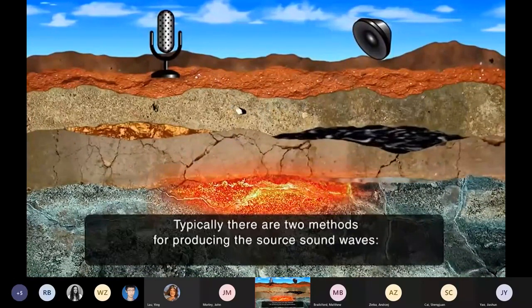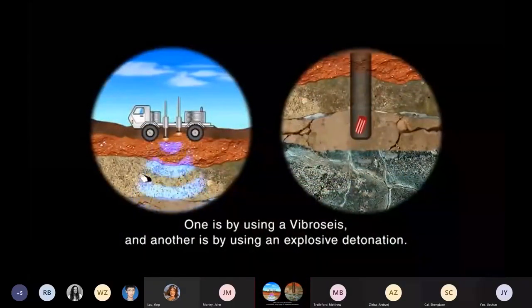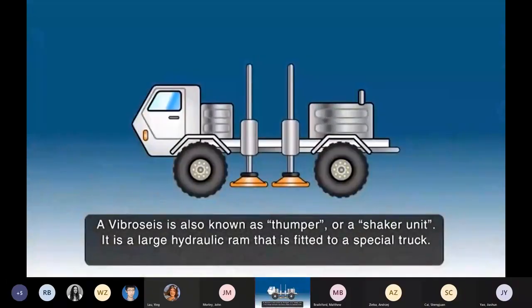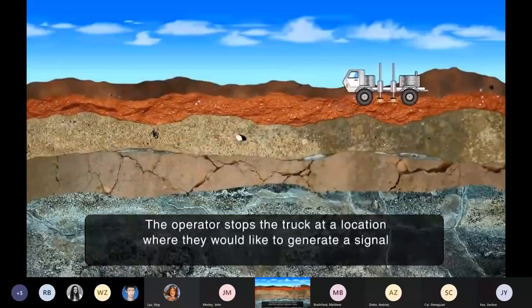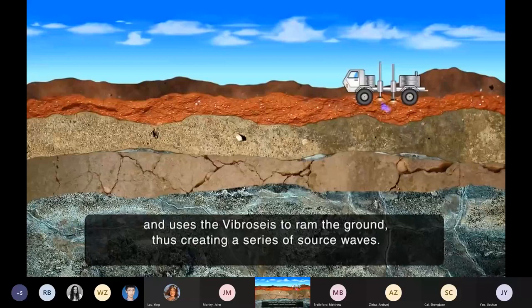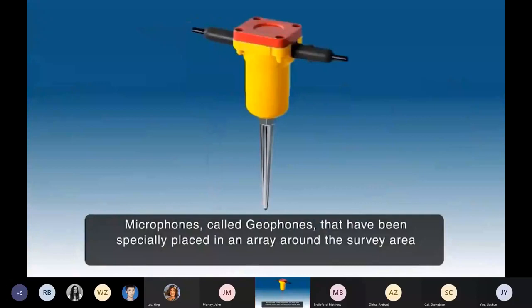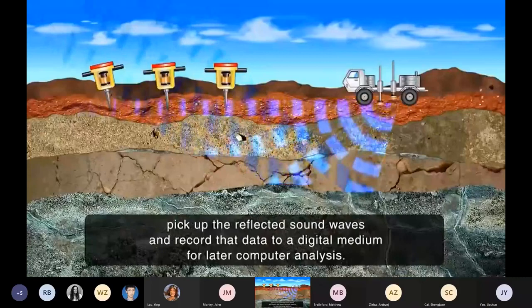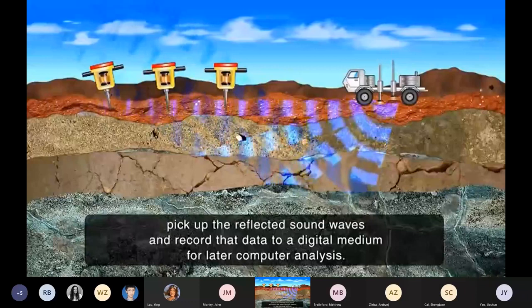Typically, there are two methods for producing the source sound waves. One is by using a vibrosize, and the other is by using an explosive detonation. A vibrosize is also known as a thumper or a shaker unit. It is a large hydraulic ram that is fitted to a special truck. The operator stops the truck at a location where they would like to generate a signal and uses the vibrosize to ram the ground, thus creating a series of source waves. Microphones, called geophones, that have been specially placed in an array around the survey area, pick up the reflected sound waves and record that data to a digital medium for later computer analysis.